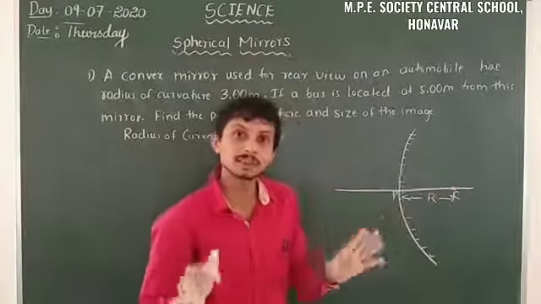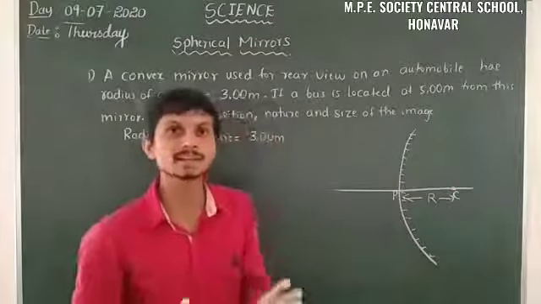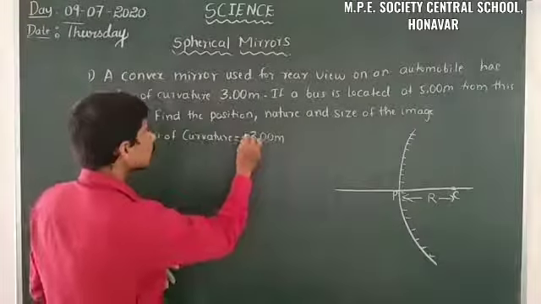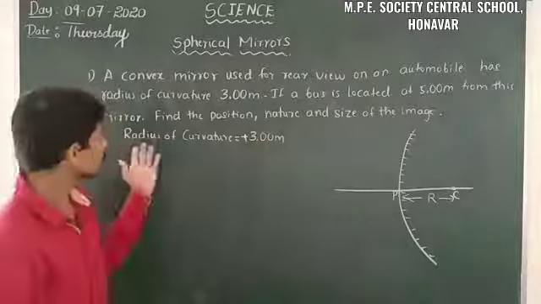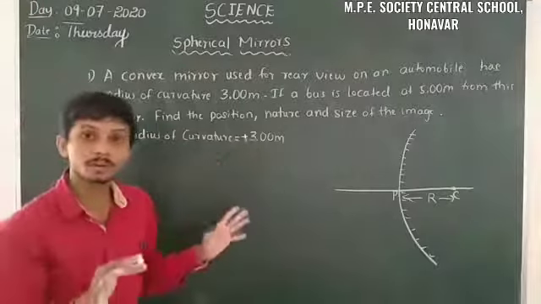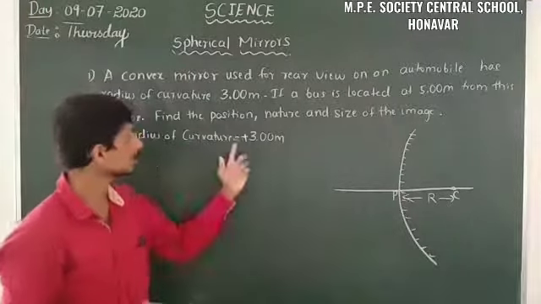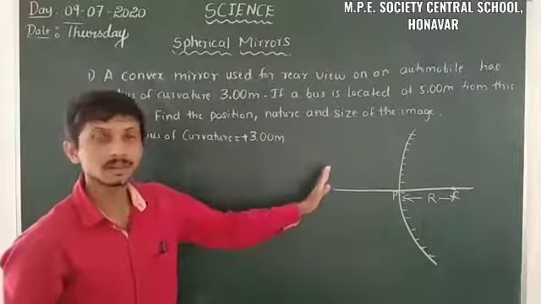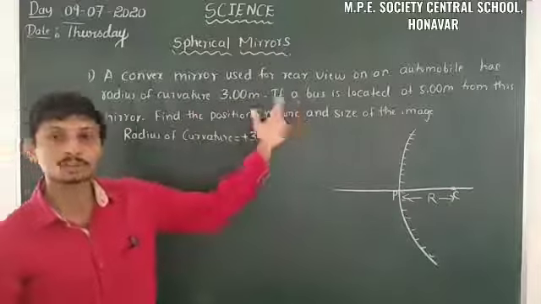So that means all the distances measured on the right side of the mirror are taken to be positive. We have to be aware of the sign convention here. So the radius of curvature is equal to plus 3 meter. Then let us move on to the next.